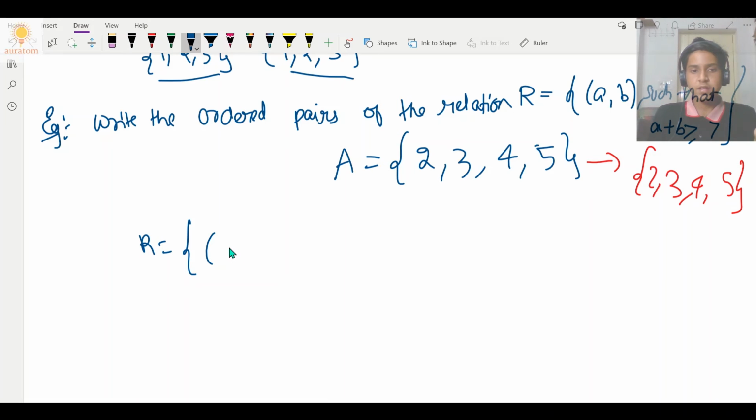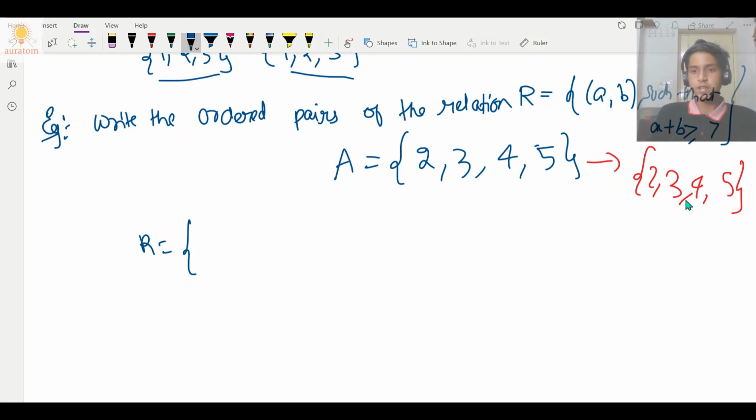If we take the sets 2 and 2, will it satisfy the condition that is given here, which is A plus B greater than or equal to 7? Clearly not, right? Because 2 plus 2 adds up to 4, which is less than 7. So we can't include this particular ordered pair in this relation, right?